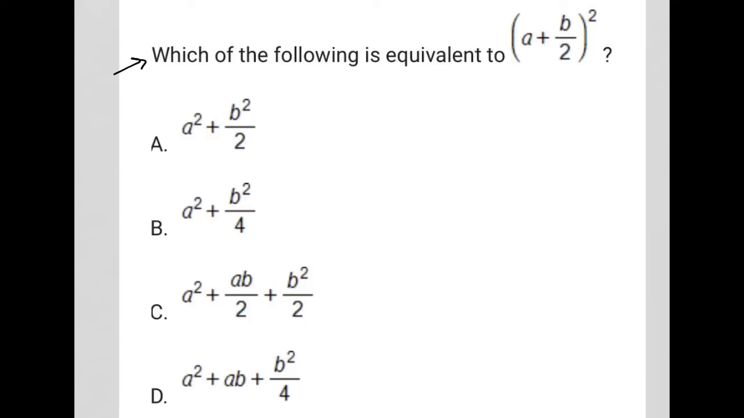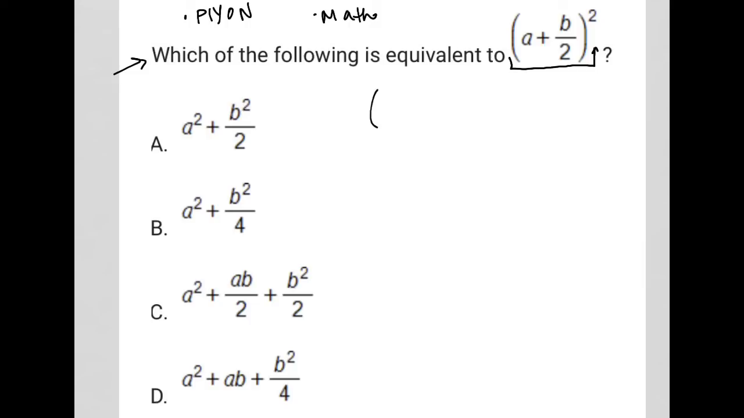So this question says, which of the following is equivalent to (a + b over 2) to the second power? And then we have all these answer choices. I believe the best way to solve this question is by using the strategy plug in your own number. But I'll also do it the mathematical way as well so you can see it. So let's start off with the math way.